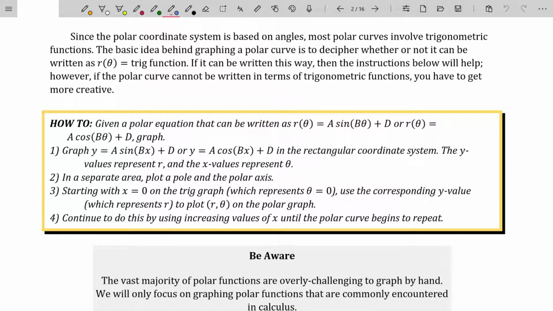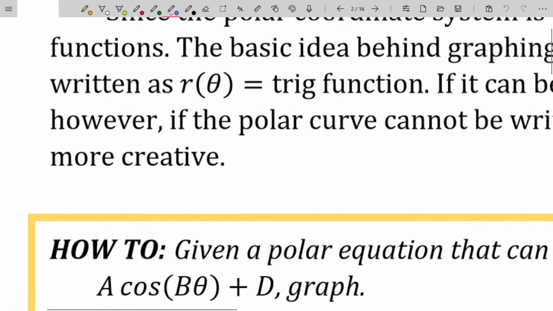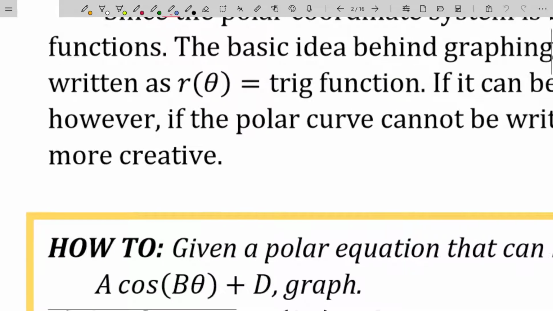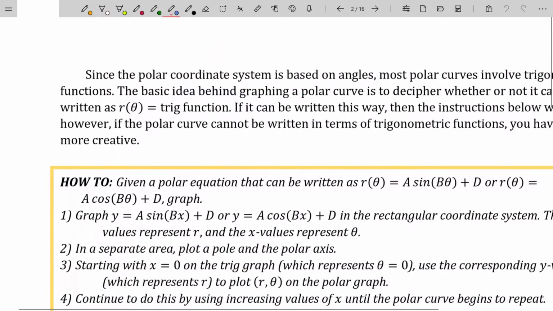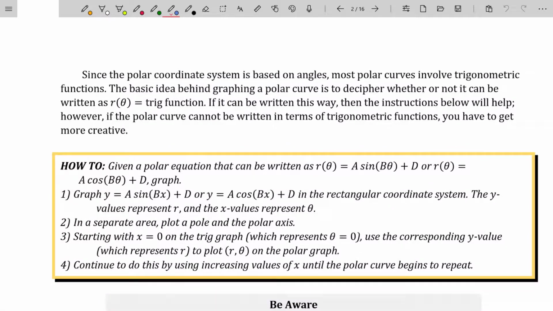Since the polar coordinate system is based on angles, most polar curves involve trig functions. The basic idea behind graphing a polar curve is to decipher whether or not it can be written as r of theta equal to some trig function. If it can be, then we've got a way to graph it, I don't want to say pretty easily, but somewhat easily. If, on the other hand, the polar curve cannot be written in terms of trigonometric functions, you have to get more creative. Basically do what we did in the previous page, which was just plot out a few points and see if a pattern begins.